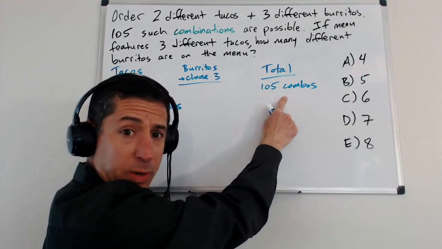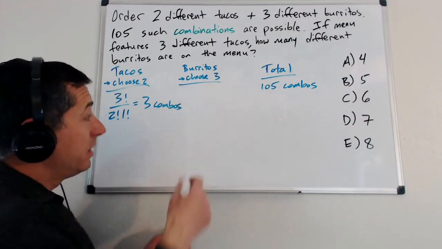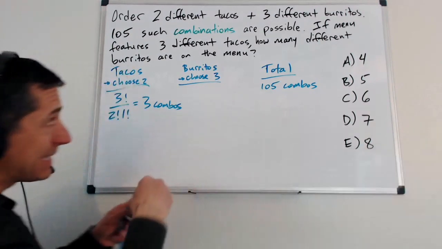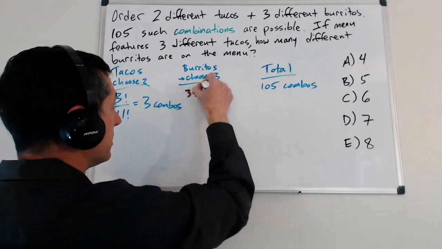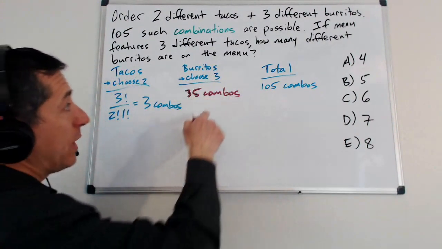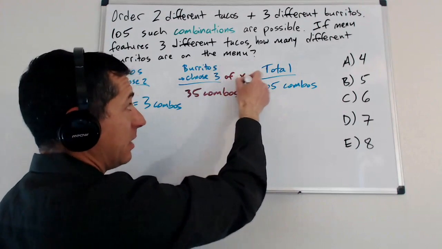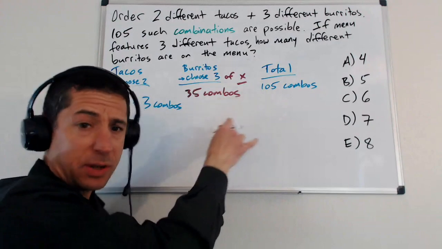Now we know that total, we're going to get 105 combinations of two tacos and three burritos. So that tells me right off the bat, I must have 35 combinations of three burritos. And the question is, you're choosing three out of X, and what is that X? How many different burritos are on the menu?